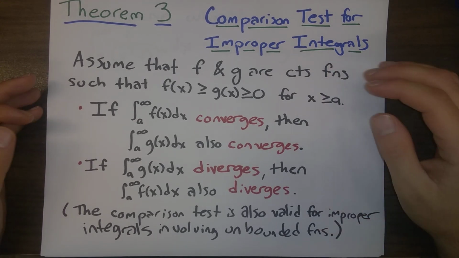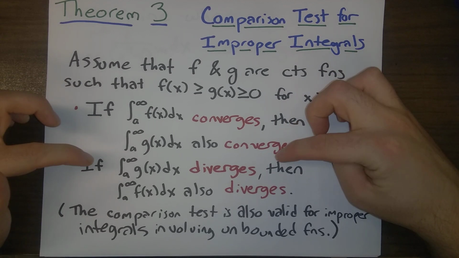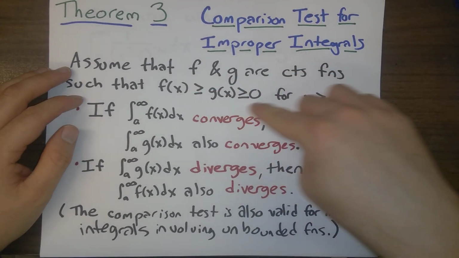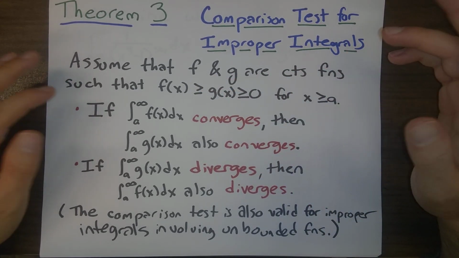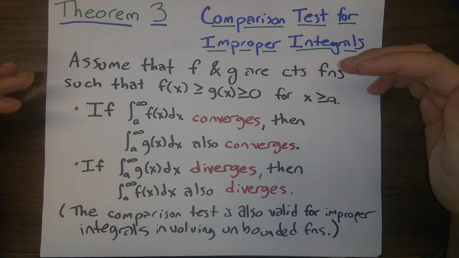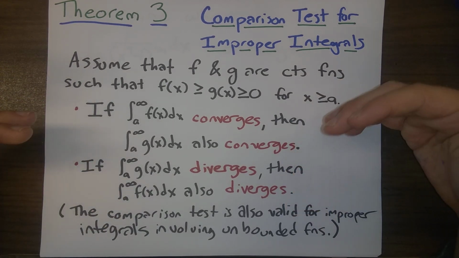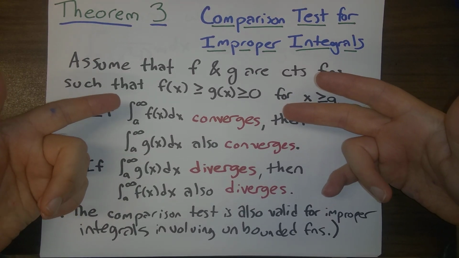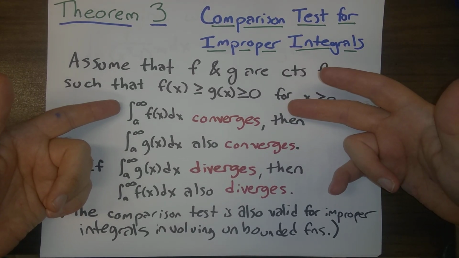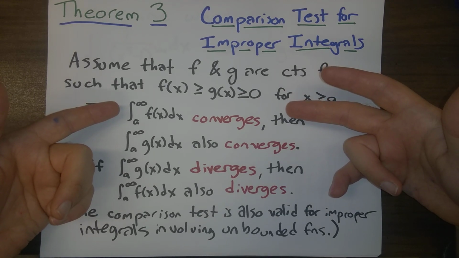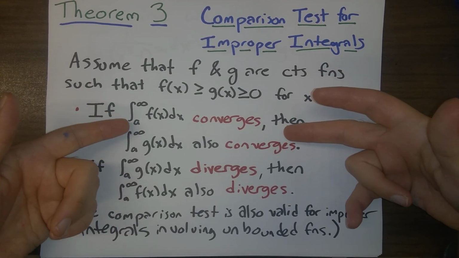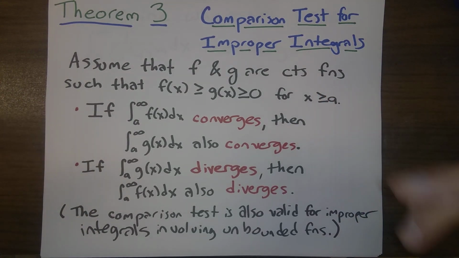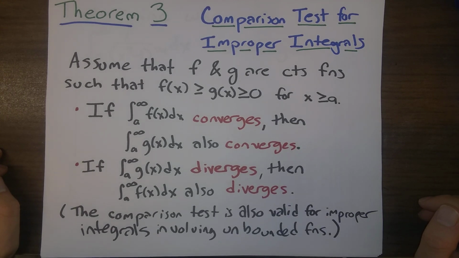So this should make some intuitive sense. If you're bigger than something that diverges, you're also going to diverge. In this case, everything is non-negative, so we're only thinking about going off to plus infinity. If you're bigger than something that's going off to plus infinity, you're also going off to plus infinity. In the second case, if you're smaller than something that's finite, and you're non-negative, you're also going to converge. So this should all make some intuitive sense here.